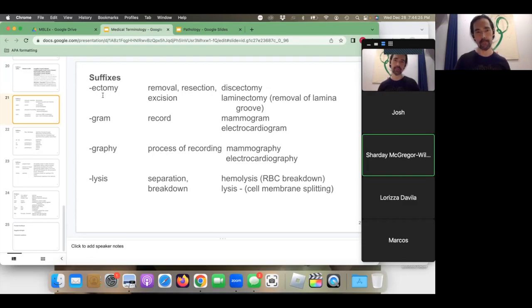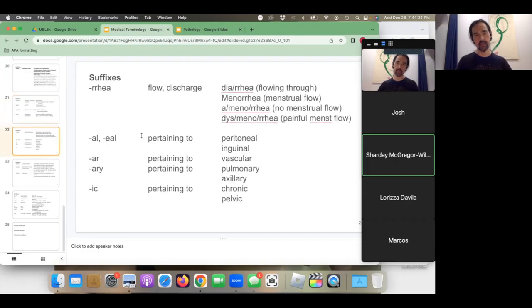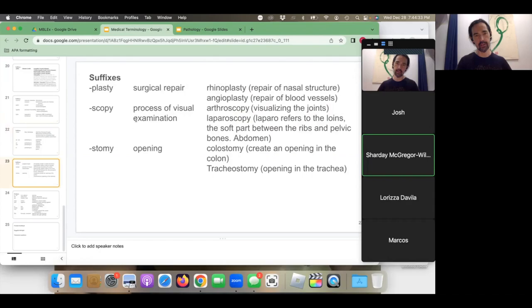Okay, and then there's gram and graphy, record and process of recording. And then scope and scopy. So scope is a visual exam or a visualization, like a picture. And scopy is the process of obtaining the picture.